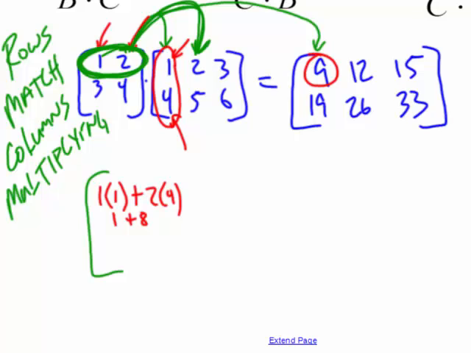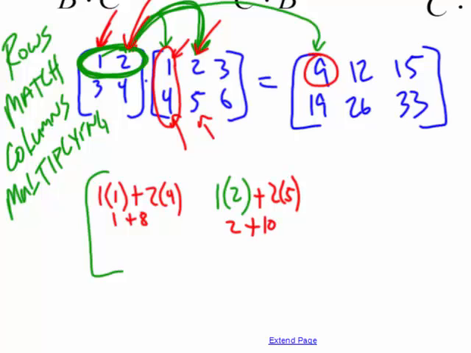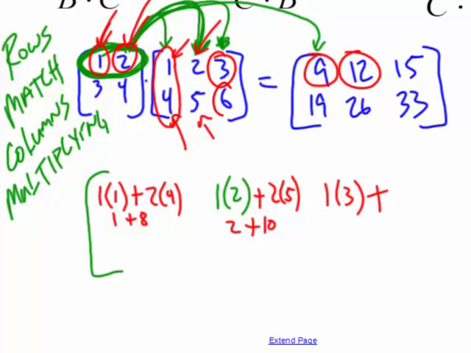It's going to go for the next spot: 1 times 2, right? It's going to take the first row and the second column, and then it'll take 2 times 5 and add that. 1 times 2 plus 2 times 5, which is 2 plus 10, which is 12. And then it'll do the last one. It'll take that 1 and 2 again and go to the third column. So it'll take 1 times 3 plus 2 times 6.